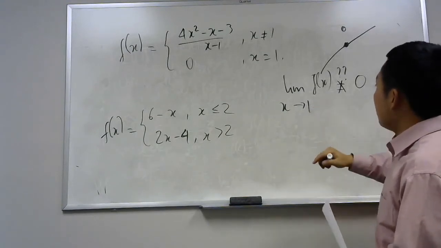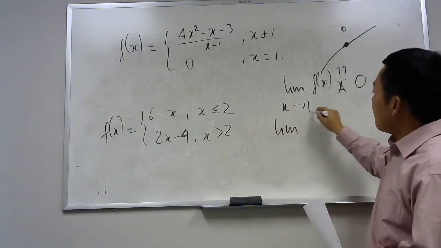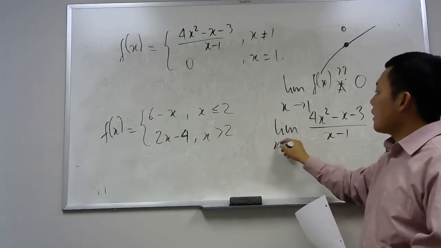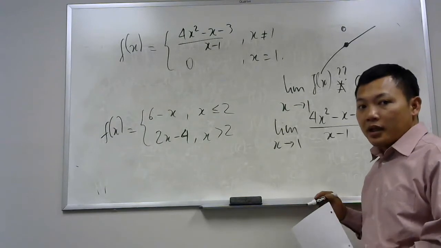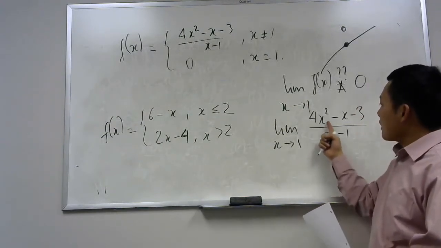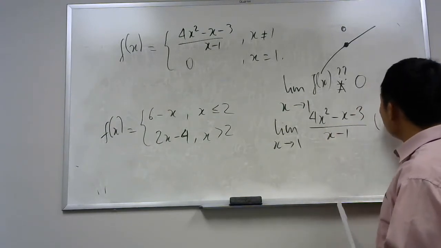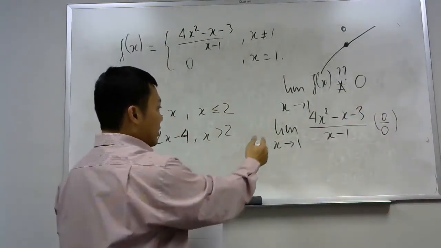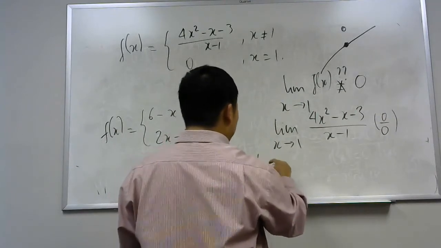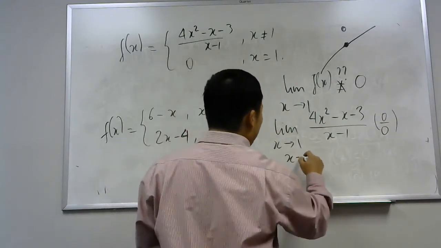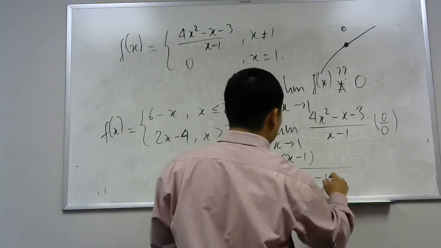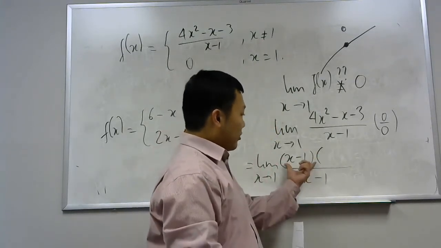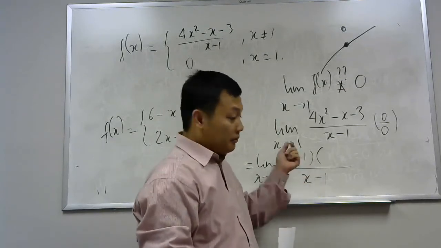Okay, so let's check the limit of f. The limit of 4x squared minus x minus 3 over x minus 1 when x goes to 1, right? When you plug 1 into this function, you get 0 over 0. Similar to the first problem, we can factor. Let's factor this out. You get the limit of (x minus 1)(...) over x minus 1 when x goes to 1. So we factor out x minus 1, because x goes to 1.